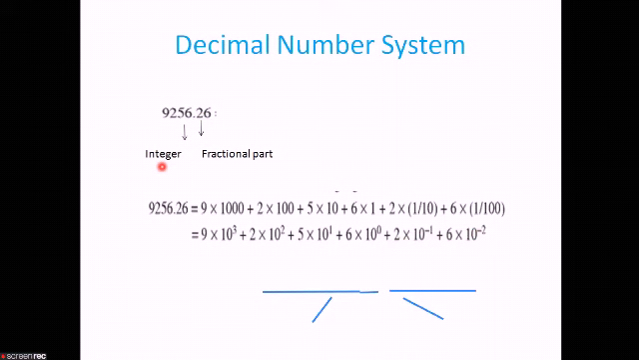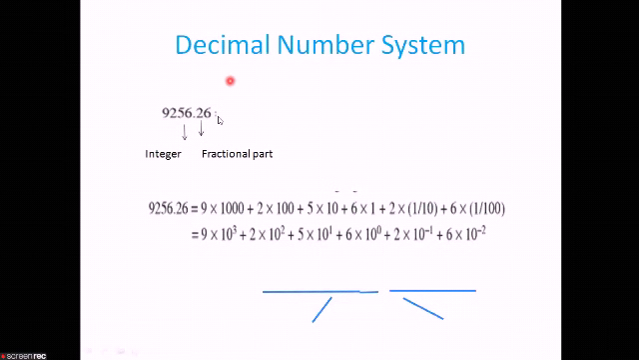As I have already told you, the decimal number system is a positional weighted system, so each position has some weight. As this is a mixed number consisting of an integer and a fractional part, the left-hand side of the point is the integer and the right-hand side is the fractional part. On the left-hand side, the first digit 6 has weight 10 to the power of 0, 5 has weight 10 to the power of 1, 2 has weight 10 to the power of 2, and 9 has weight 10 to the power of 3. It goes on like this.